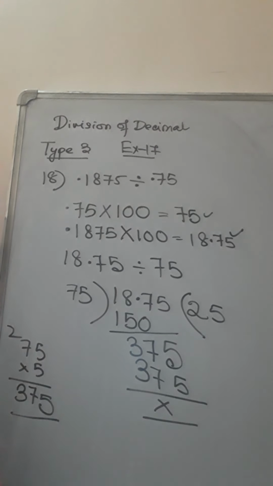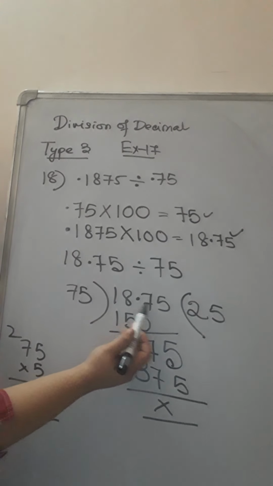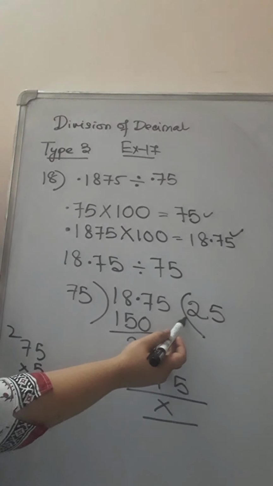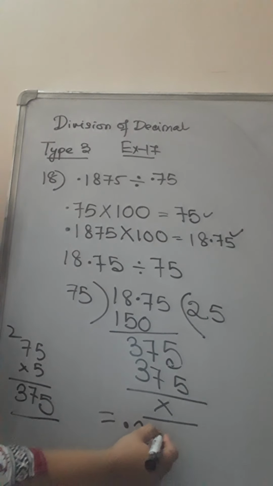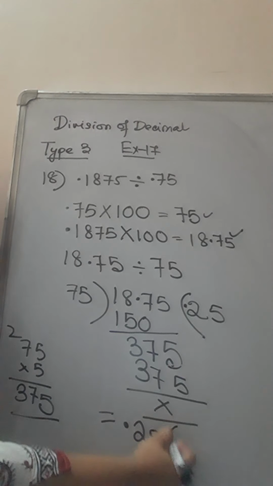The division is solved. Now placement of the point. 25 is the quotient, this means the answer. Now we have to check where is the point in the dividend. Before two numbers there is the point, so in the quotient also before two numbers we have to place the point. So your answer is 0.25. You can give a point over here also. This is the answer.